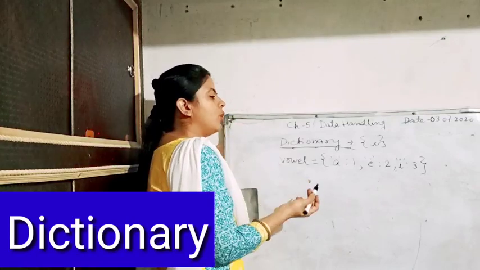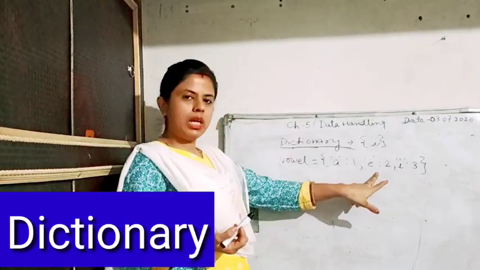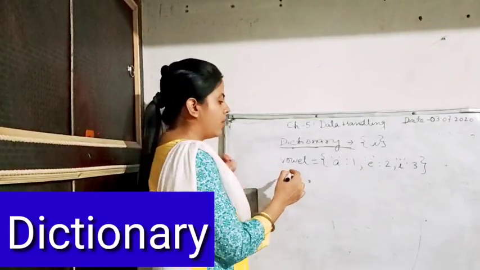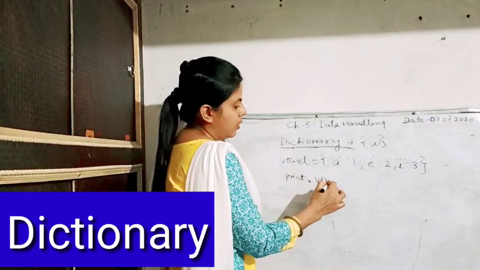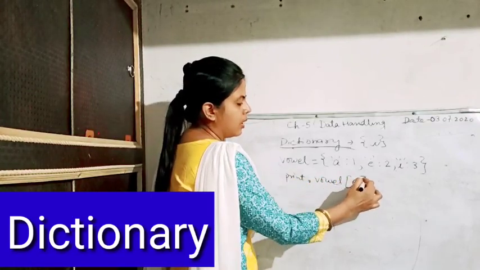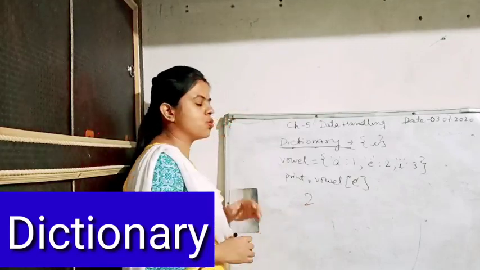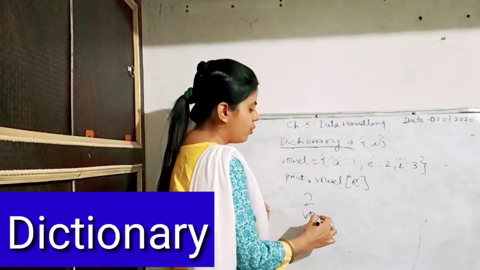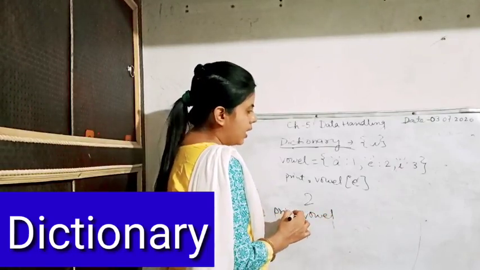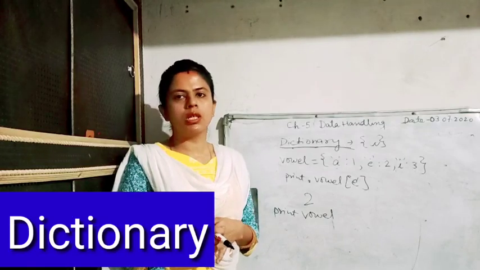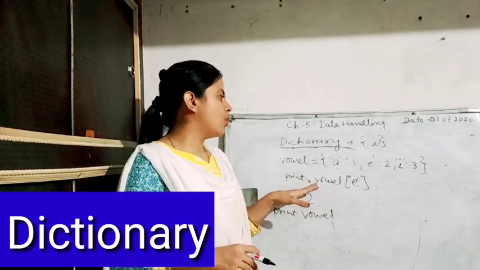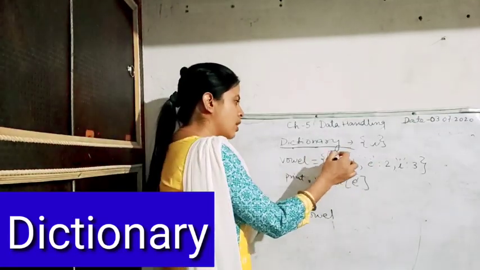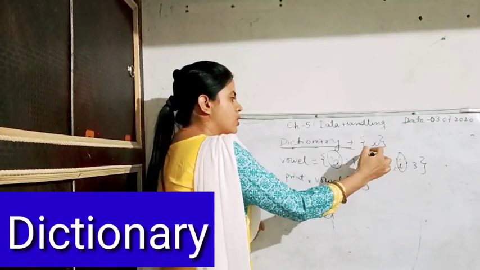Now suppose I want to see the value of E, as if I am finding a particular word in the dictionary. So what I will write here is print vowel, E position. It will give you the answer 2. So this is how it works, an unordered set of data, and if you try to print the whole vowel dictionary, it can be printed in any manner because it is unordered. If you want to access any particular item, you have to access it with the help of the key. These are called keys and these are called values.